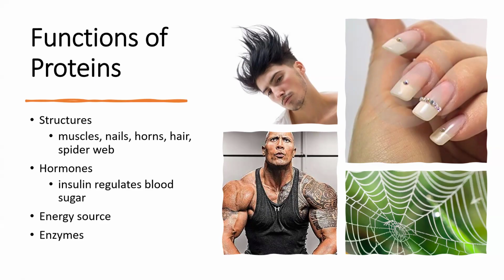Hormones, right? I told you earlier, some hormones are steroids, some hormones are protein. The example of that would be insulin, which helps regulate blood sugar. We also can burn protein as an energy source. We prefer carbohydrates, but when we need to, we can start breaking down protein as a way to obtain energy as well. And then there's something called enzymes.